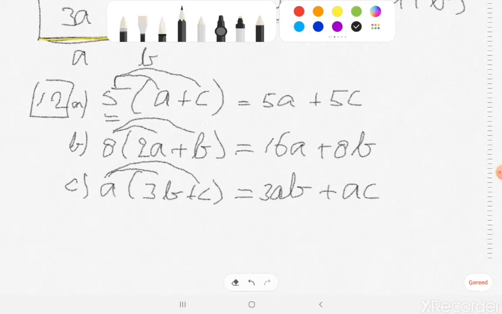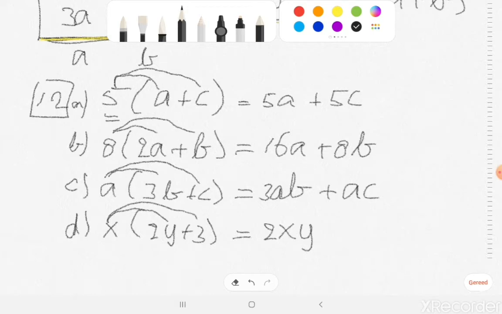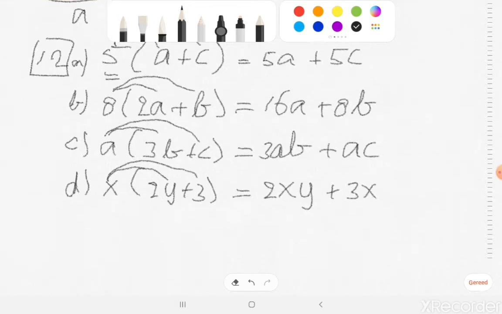Exercise D, x multiplying with 2y plus 3. So x times 2y is 2xy, and x times 3 is plus 3x. And that's it.